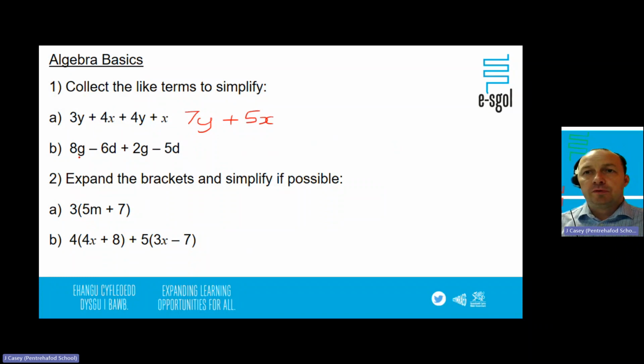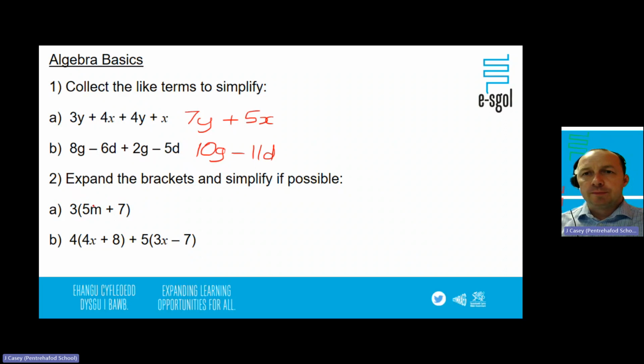Look at the next question. We've got g's and d's, but there are some minuses here, so we need to be careful. We get 8g, add 2g, which is 10g. That's okay, that's all positive. But I've got -6d, -5d. Now, don't be confused by the rule that a minus and a minus makes a plus. Think about it as you started on -6 on the number line, you're taking away 5, and that gives us -11d.